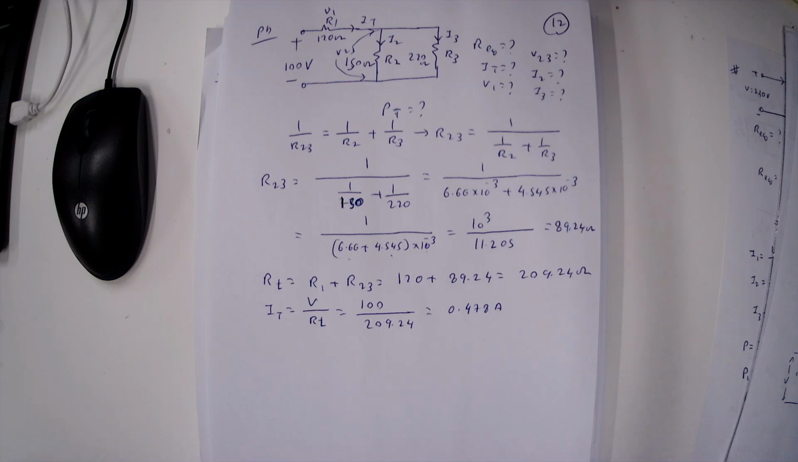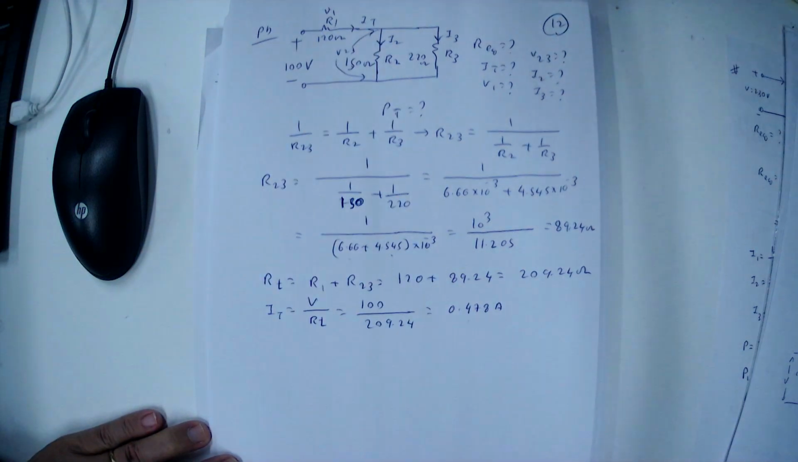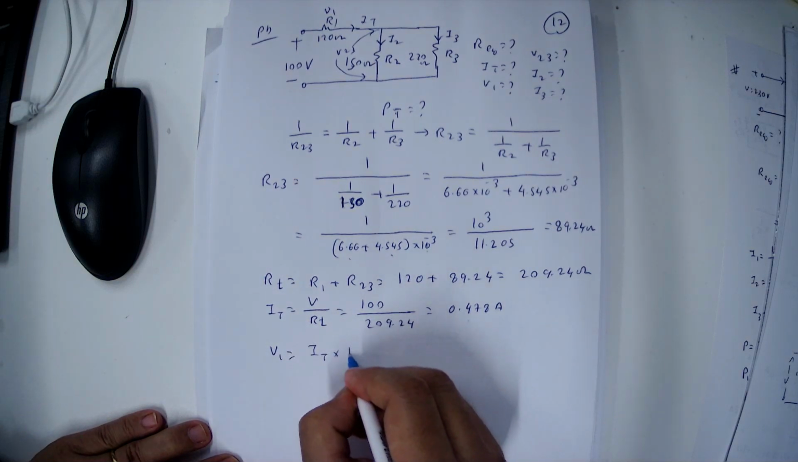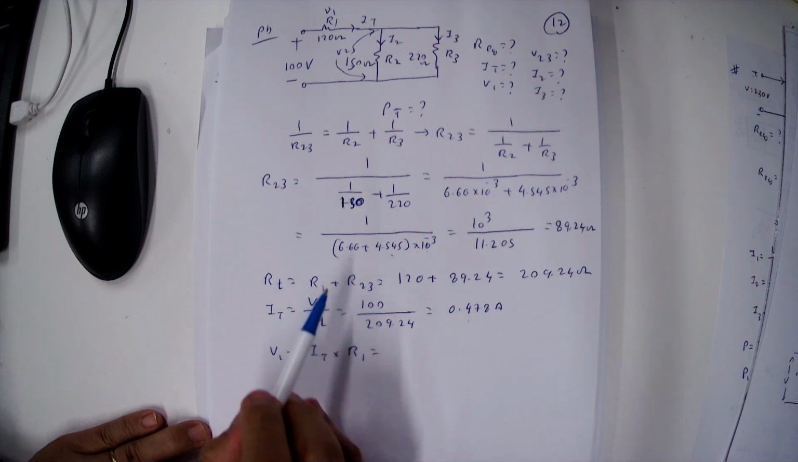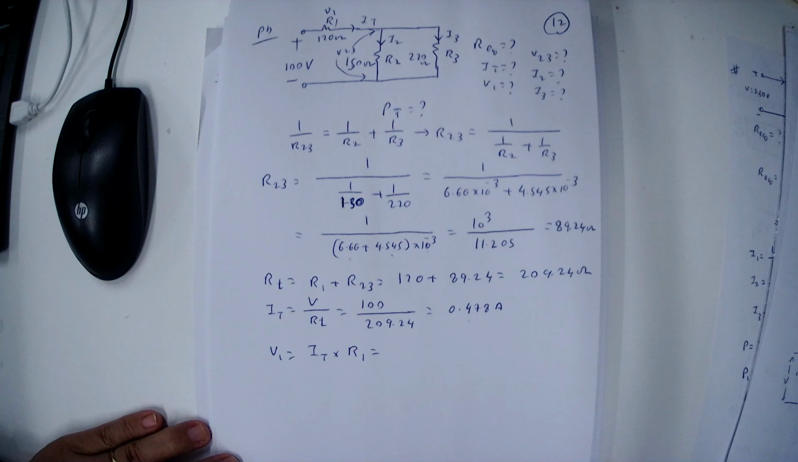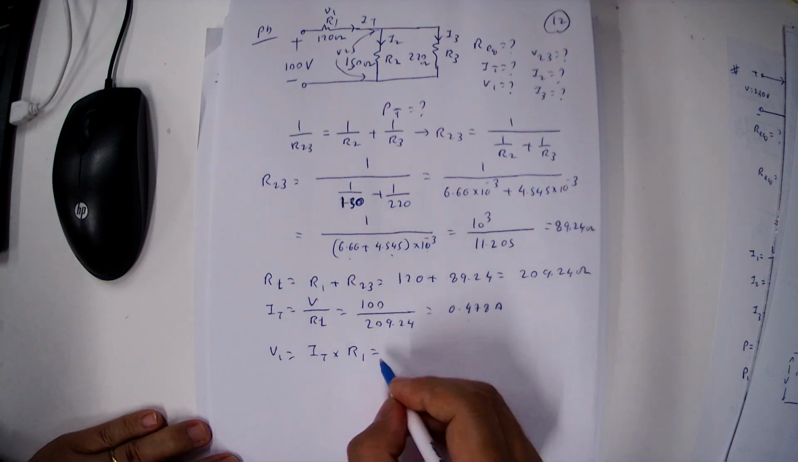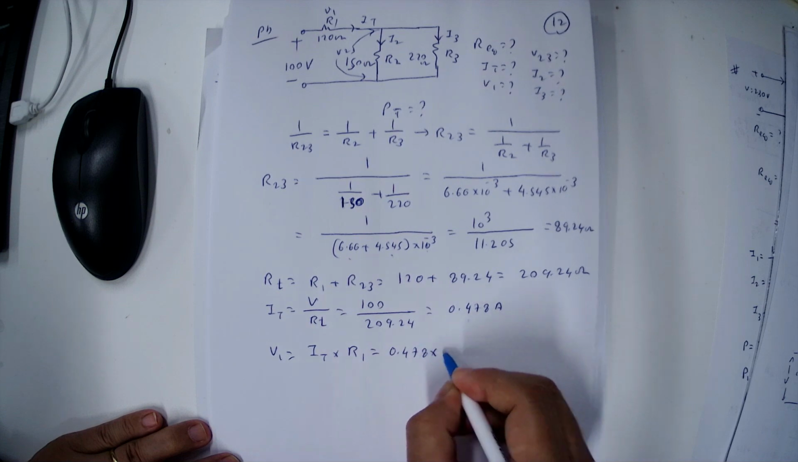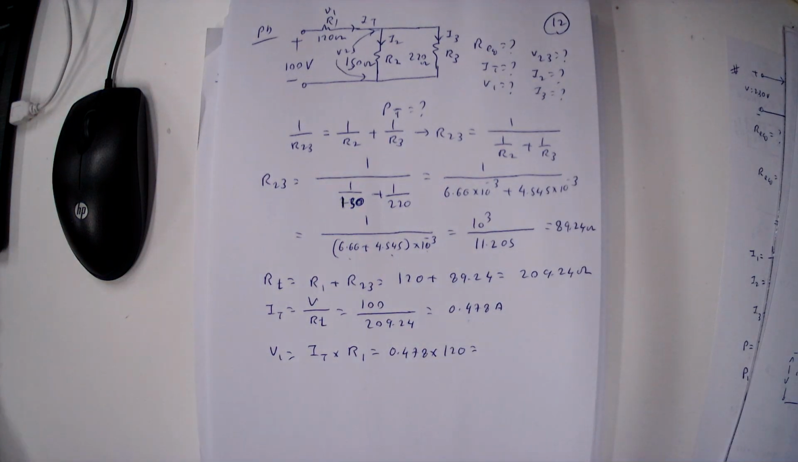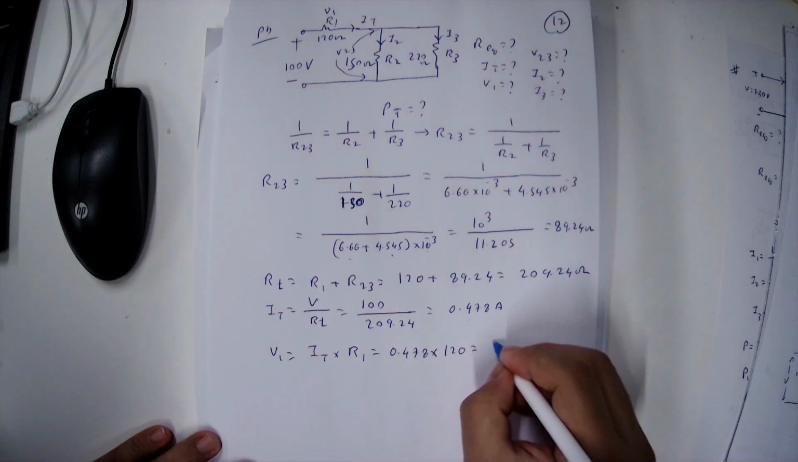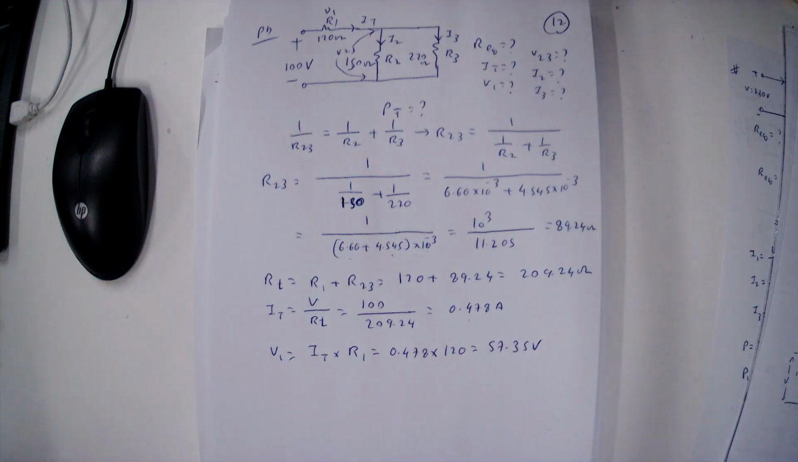Then we can calculate the voltage drop across the R1. Because the total current is passing through the resistor R1, V1 can be calculated as total current IT multiplied by resistor R1. IT is 0.478, R1 value is 120. 0.478 multiplied by 120, so we got 57.35 volt.